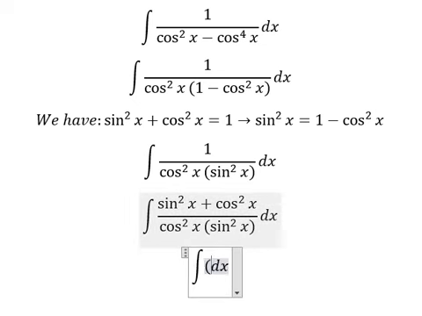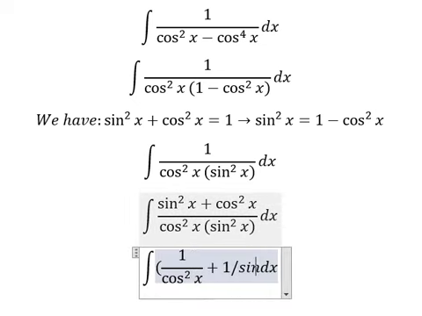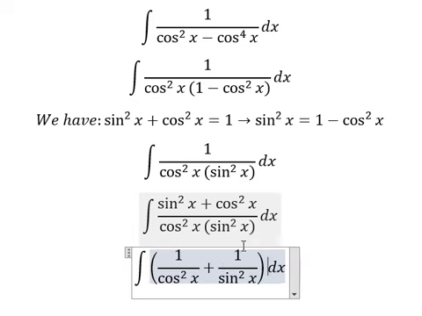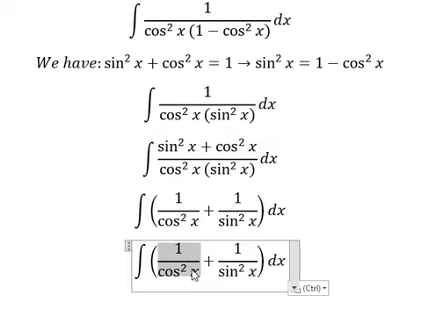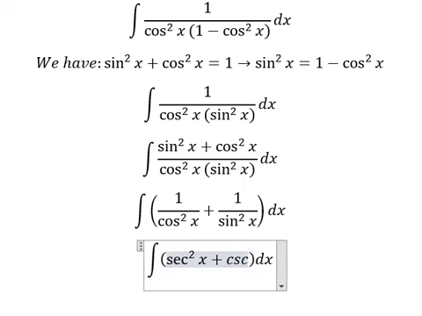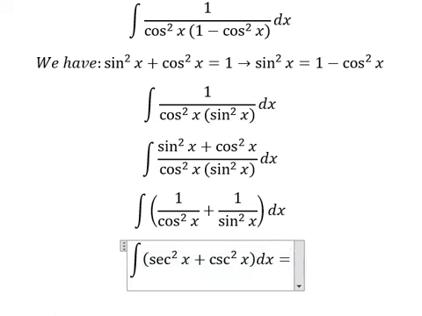And now we have 1 over cosine squared plus 1 over sine squared. This one is secant squared. This one we have cosecant squared. And now we have the final answer.